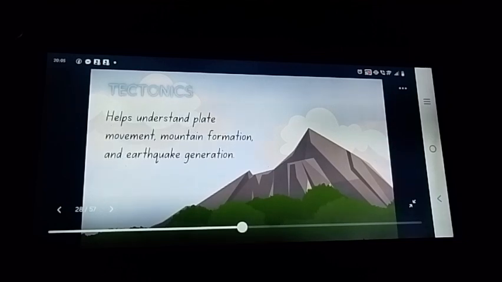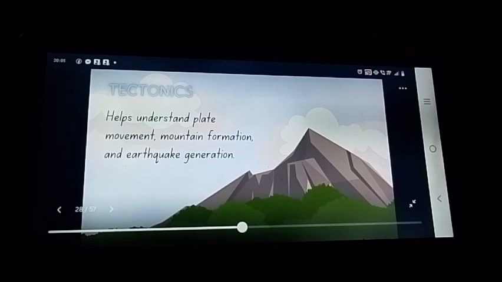Next, tectonics helps understand plate movement, mountain formation, and earthquake generation. Imagine a giant puzzle made up of massive interlocking pieces. That's a simplified picture of plate tectonics. It's the theory that explains how the Earth's outer layer, called the lithosphere, is broken into large pieces called tectonic plates. These plates are constantly moving, interacting with each other, and shaping the Earth's surface.